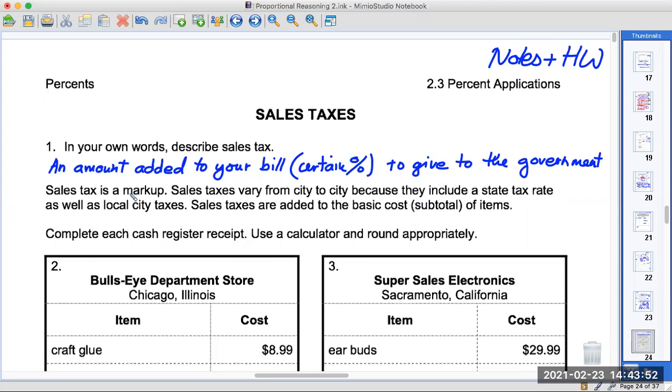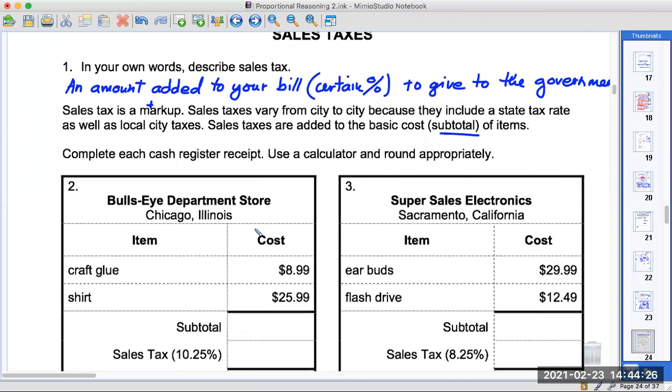Okay, sales tax is a markup. You always add it. Sales taxes vary from city to city because they include a state tax rate as well as local city taxes. And what does the city need that money for? Well, the police, when you call the police or 911 or the ambulance or the fire department, they come, but the sales tax pays for that. Sales taxes are added to the basic cost, which is called the subtotal of items. So you're going to find the sales tax and add it.